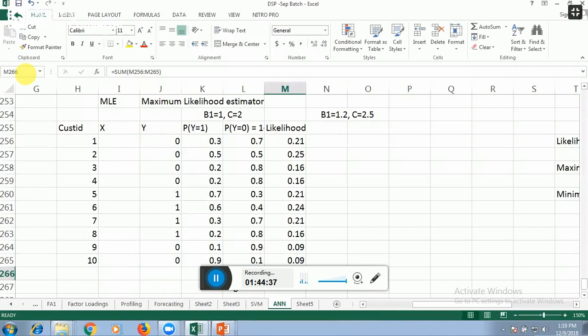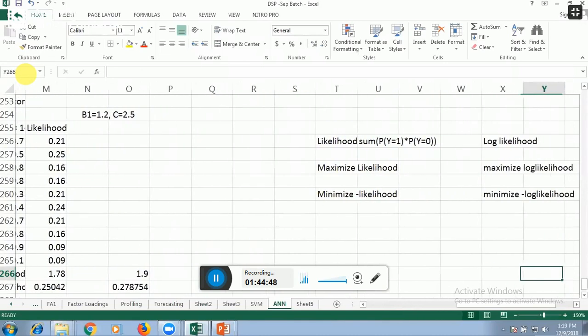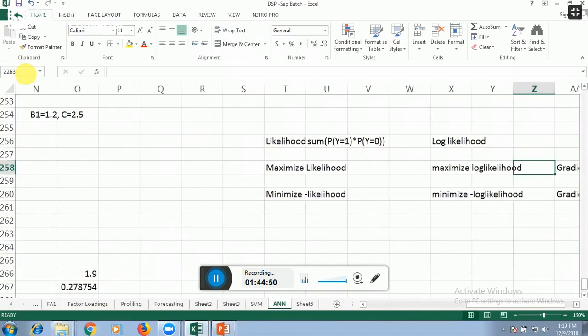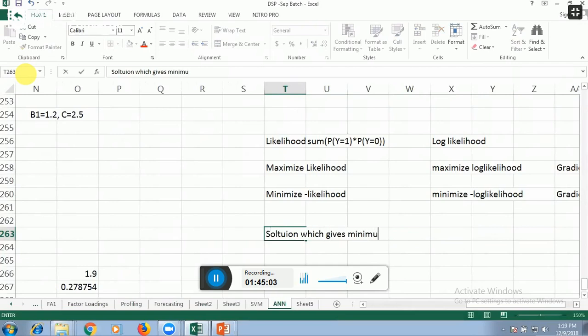So at the end of the day, what we are trying to do is maximize the likelihood, and that is the same as maximizing the log likelihood. That is the same as minimizing minus log likelihood. Correct? So indirectly we are trying to achieve a solution which gives the minimum minus log likelihood value, and that is your best solution.